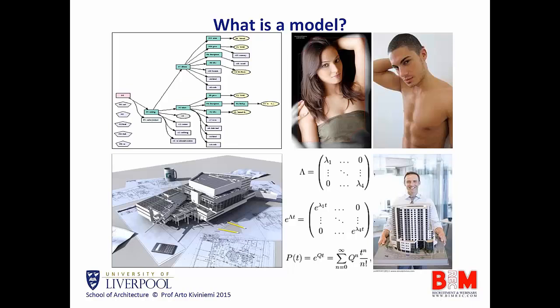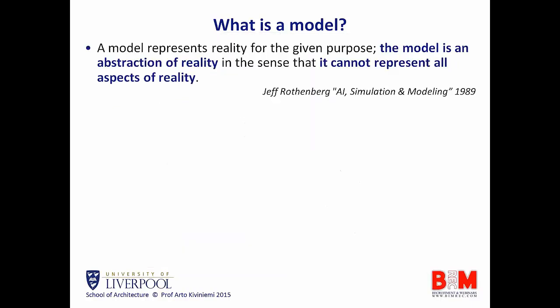What is the common thing? The best definition I have ever found about how to define what a model is comes from artificial intelligence, Seth Rothenberg's definition from 1989. A model represents reality for the given purpose. A model is an abstraction of reality in the sense that it cannot represent all aspects of reality.